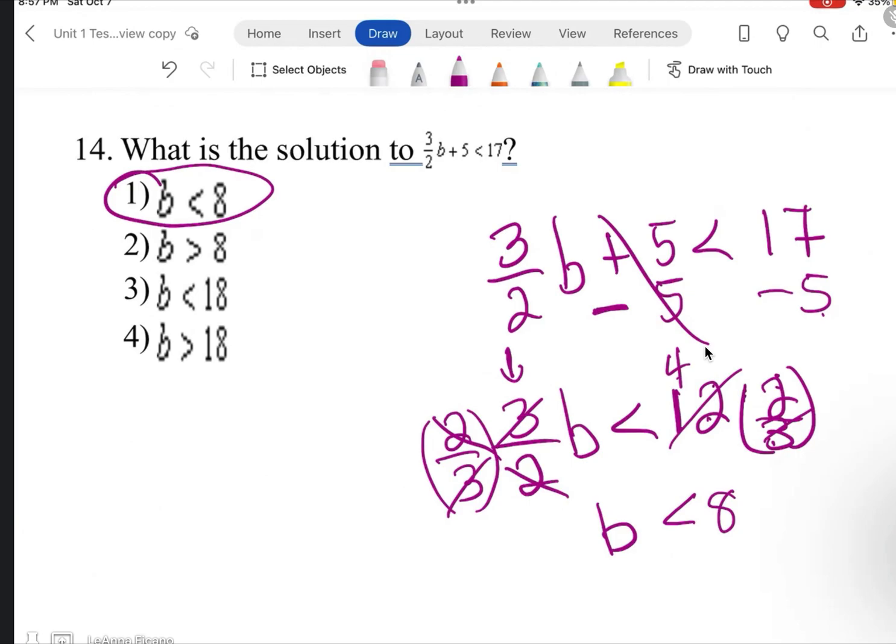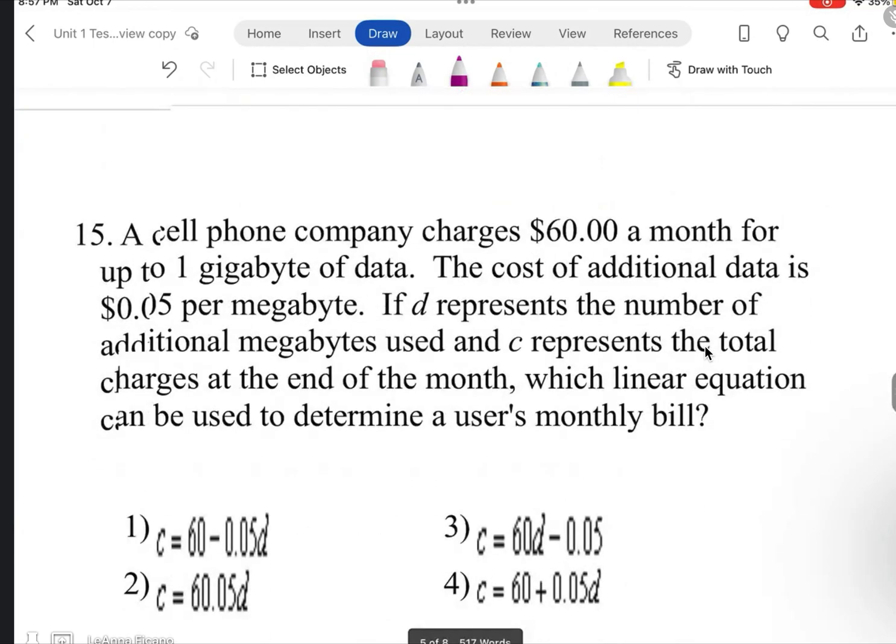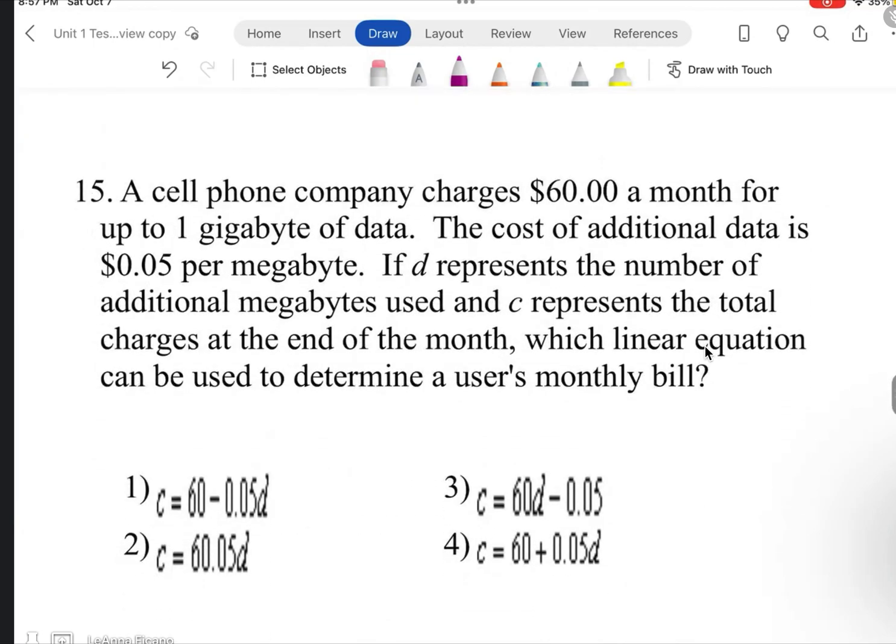Let's continue. Number 15. A cell phone company charges $60 a month for up to 1 gigabyte of data. The cost of additional data is $0.05, or we could say 5 cents per megabyte. So I'm going to reread that. A cell phone company charges $60 a month for up to 1 gigabyte of data. The cost of additional data is 5 cents per megabyte.